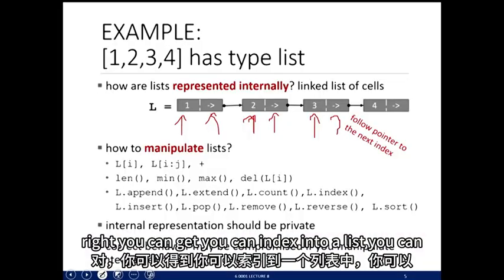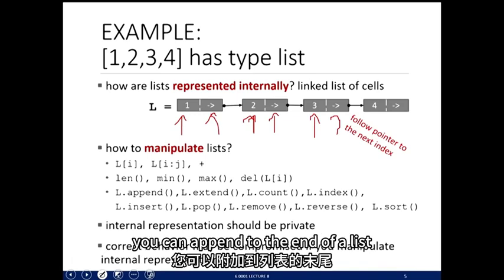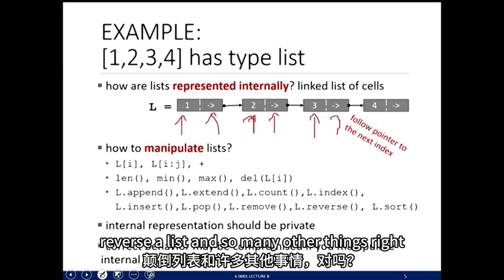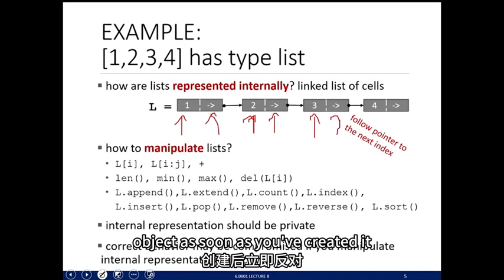You can index into a list, you can add two lists together, you can get the length, you can append to the end of a list, you can sort a list, reverse a list, and so many other things, right? So these are all ways that you can interact with the list object as soon as you've created it.